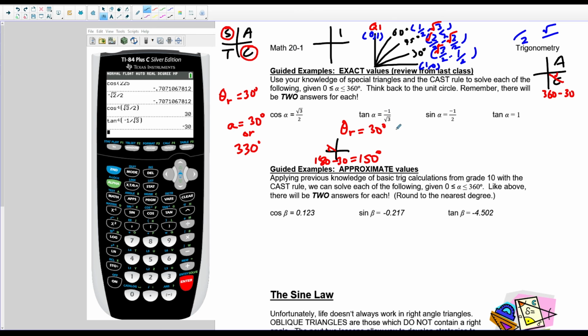And the second potential answer, because we're working in quadrant number 4 now, we have our terminal arm there and our reference angle is there. So this will be 360 minus 30. So that means that my second answer is 330 degrees. Here you can pause the video and try out the next two on your own.